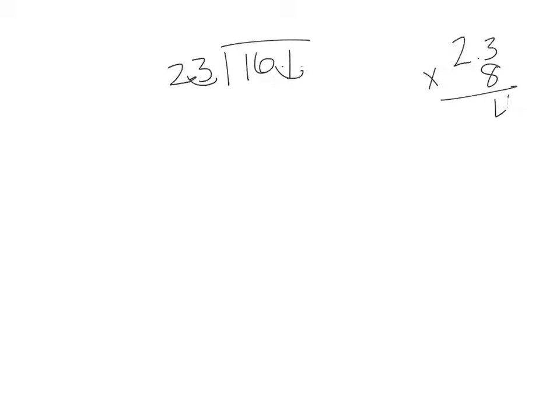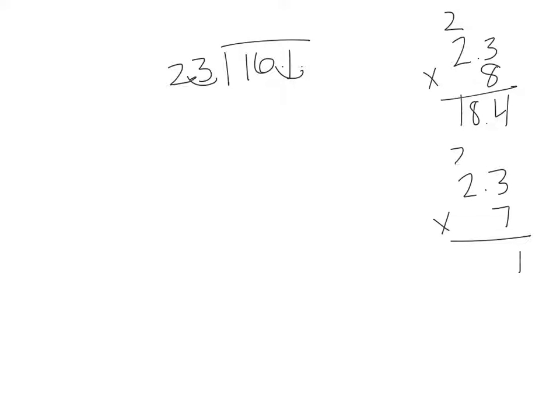3 times 8 is 24. 16, 17, 18. I got 18.4, which is too big, unfortunately. So let's try 7. 2.3 times 7. Actually, sorry, there's no decimal here. This is just a 23 now.